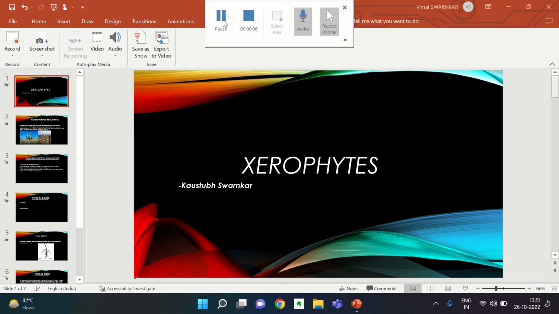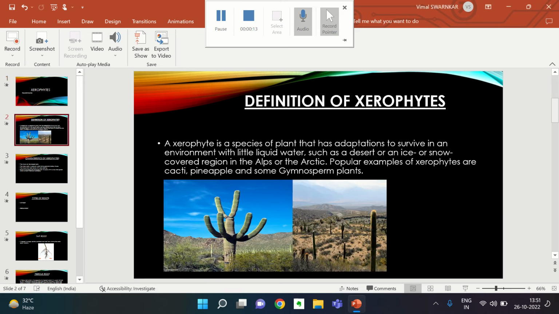Today we are going to discuss xerophytes. To begin with, a xerophyte is a type of plant that is primarily found in deserts, as shown in the picture.